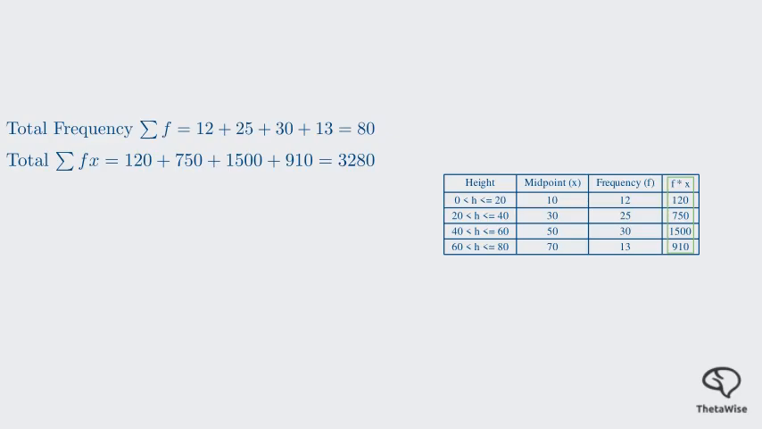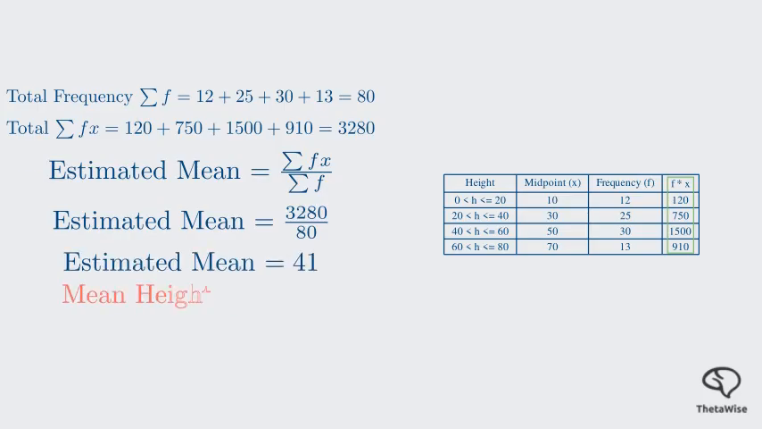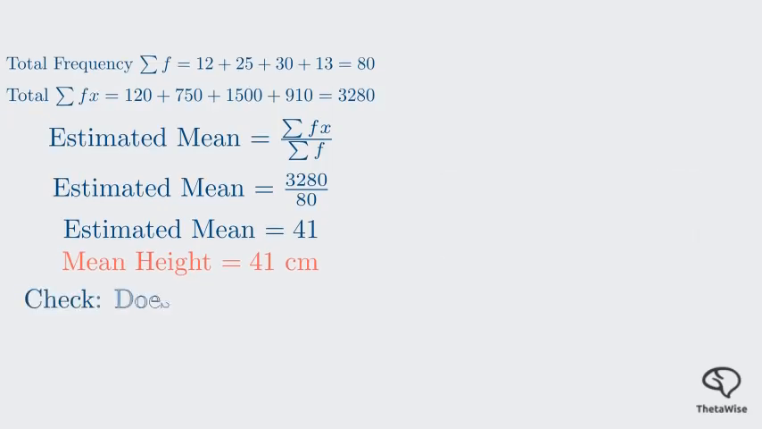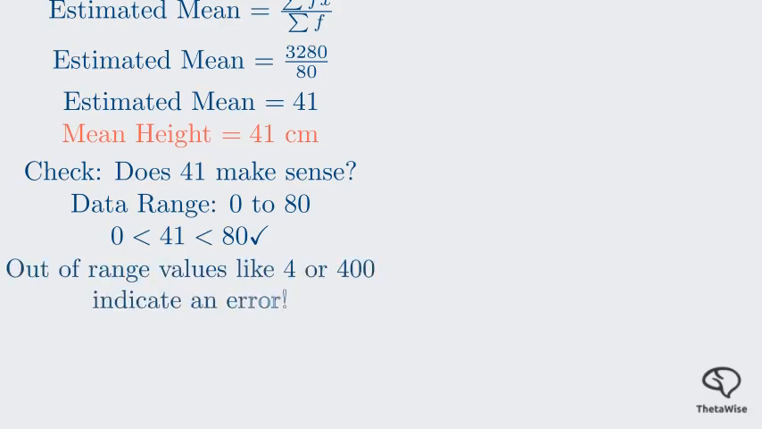Now for the final step, divide the total height by the number of plants. We calculate 3,280 divided by 80. This gives us exactly 41. So, our estimated mean height is 41 centimeters. A quick tip for your exam. Always check if your answer sits within the range of your data. Since our plants were between 0 and 80 centimeters, a mean of 41 is a very sensible result. If you got 400 or 4, you would know immediately that a calculation error occurred.